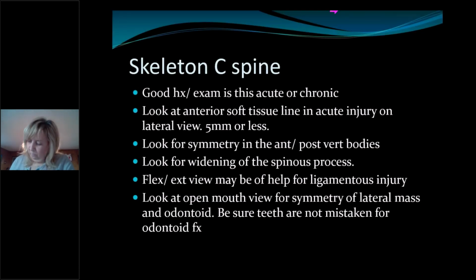Cervical spine, looking at soft tissue, looking for soft tissue swelling, look at the anterior vertebral bodies, posterior vertebral bodies, look at the spinous processes. If you're unsure, sometimes flexion extension views can be helpful, especially in the presence of trauma. Usually this is going to be more of an ER thing than an office type thing. When you're looking at C1 and C2, you have to get an odontoid view or an open mouth view. That's the only way you're going to see the odontoid and the lateral masses of C1.